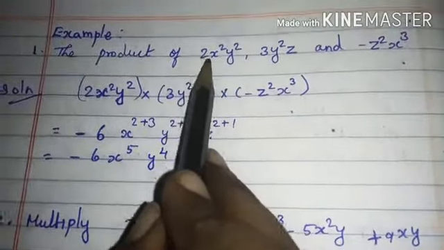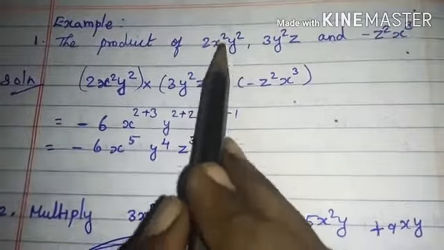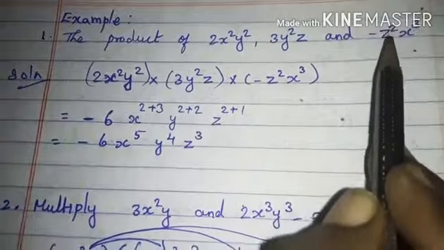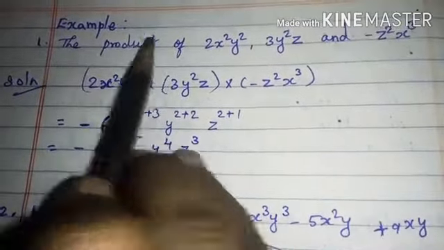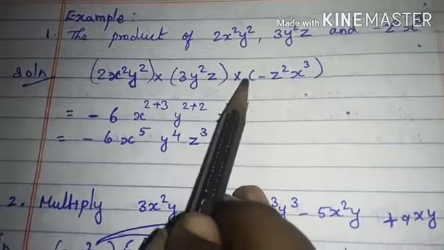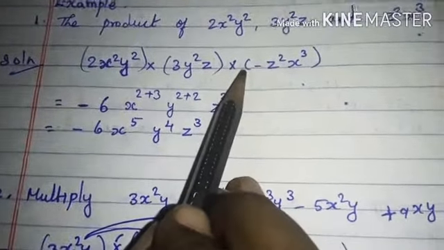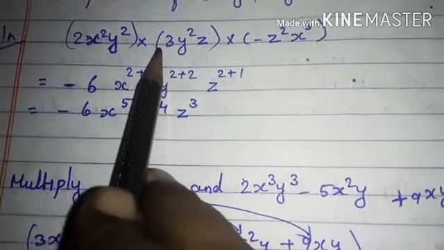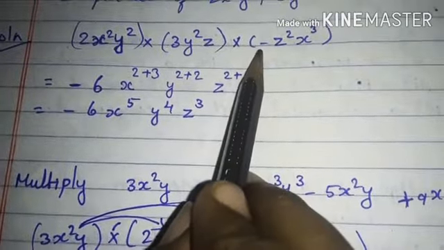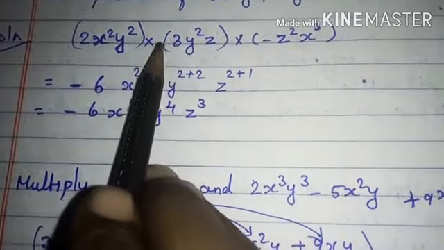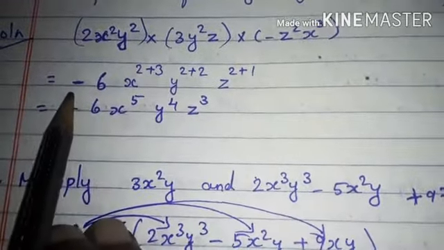Find the product of 2x square y square, 3y square z and minus z square x cube. Since it is a product, you have to put the multiplication sign. And the first step to multiply the algebraic expression is you have to multiply the signs. Here it is a plus, and for the second term also it is plus, and for the third term it is minus. When you are multiplying the signs, plus into plus is plus, plus into minus, we get minus.